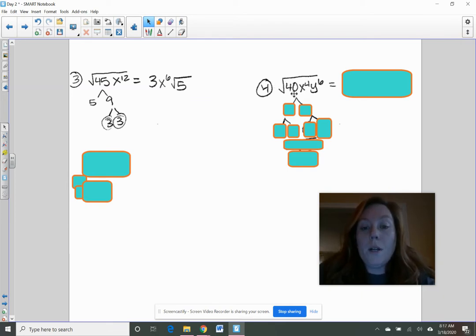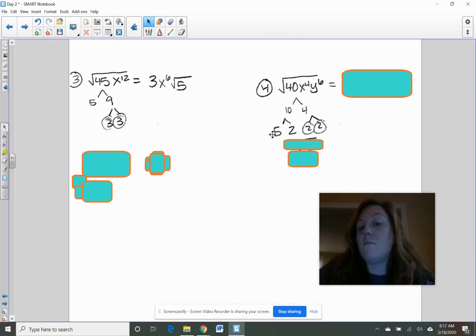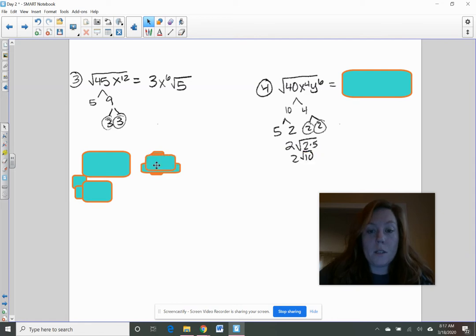This one, number 4. 40 can be broken down to 10 times 4. 10 can be broken down to 5 times 2. And so those are done. Those are prime. Then 4 can be broken down into 2 times 2. I have a pair of 2's right here, so that's going to go on the outside. Both this 5 and this 2 don't have a pair, so they're going to stay in the radical. And then obviously this becomes this.